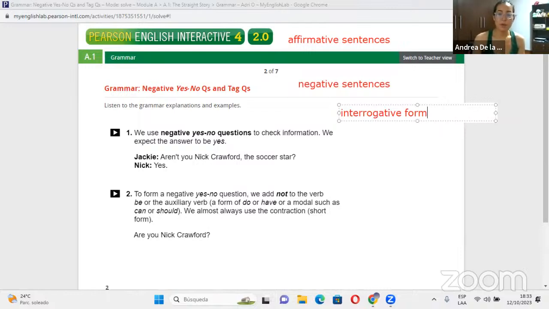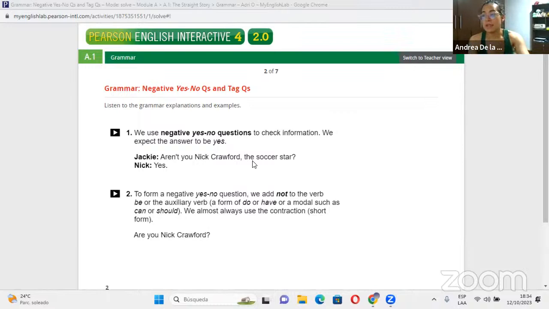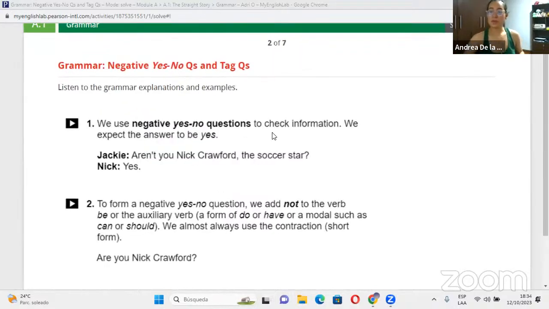But when you're speaking more advanced English, you realize that sometimes we also use negative questions. So we don't always use questions in the same way that we've learned initially, which is the affirmative questions. But sometimes we have negative questions as well. So instead of saying, do I work every day? I can also ask the opposite. Don't I work every day? And that's what we're going to learn, negative questions. Now it says we use negative yes-no questions to check information. We expect the answer to be yes.